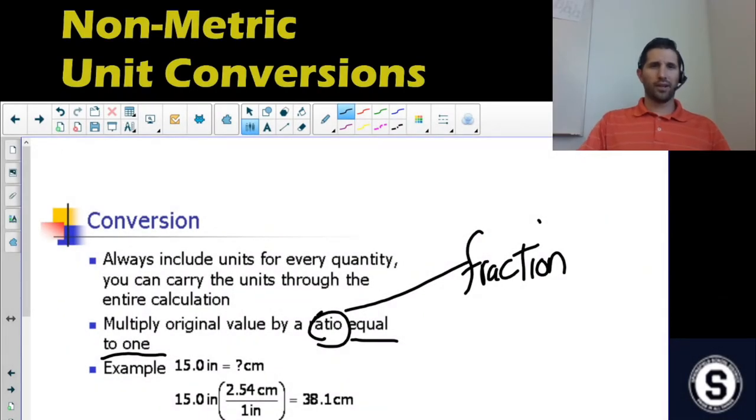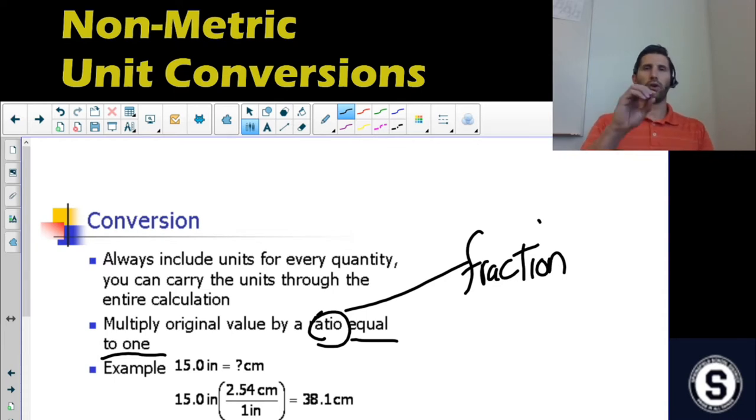Hi everybody. In this video, we're going to talk about how to do conversions of units when the units are not switching from one metric unit to another. So we don't have that easy moving of a decimal place. All right, so when we're having to do conversions in this way, we want to, first of all, include the units for every measurement, and we can carry those units throughout the entire calculation.